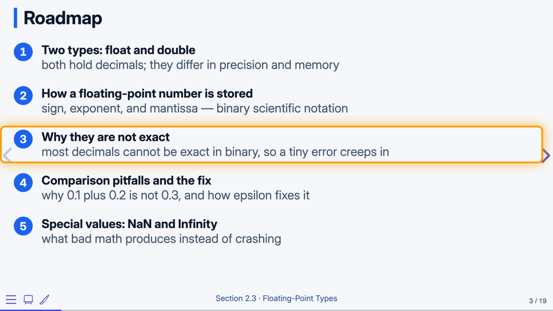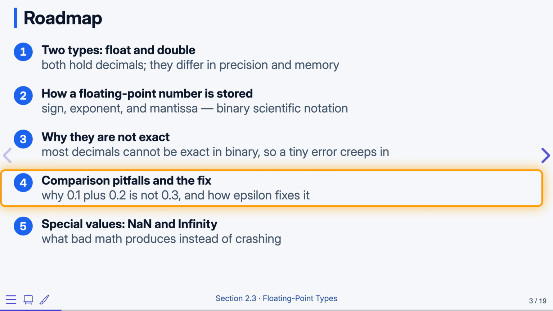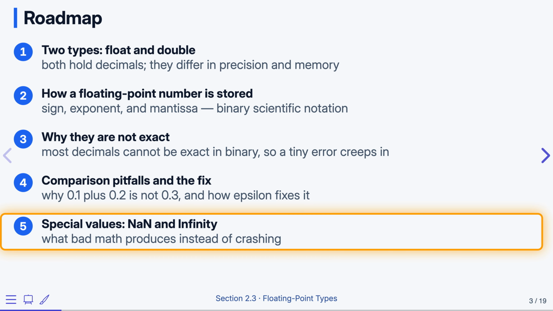Then we find out why they are not exact. Most decimals cannot be written exactly in binary, so the value is rounded and a tiny error creeps in. After that, we cover comparison pitfalls and the fix. You will see why 0.1 plus 0.2 is not 0.3, why the double equals check fails, and how an epsilon comparison saves you. Finally, we meet the special values, NaN and infinity. You will learn what bad math produces instead of crashing, and how these values behave.